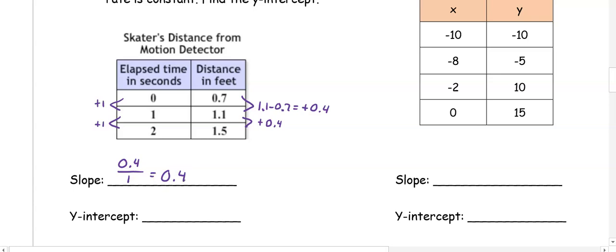Because this is a word problem, we have our units. So the distance is going to be feet per, and then the x, the time, is per second. The y-intercept is always when time is 0 or the x value is 0. So here, this is the row that we have 0. So we are going to write it as a coordinate. So we would have 0, comma 0.7.